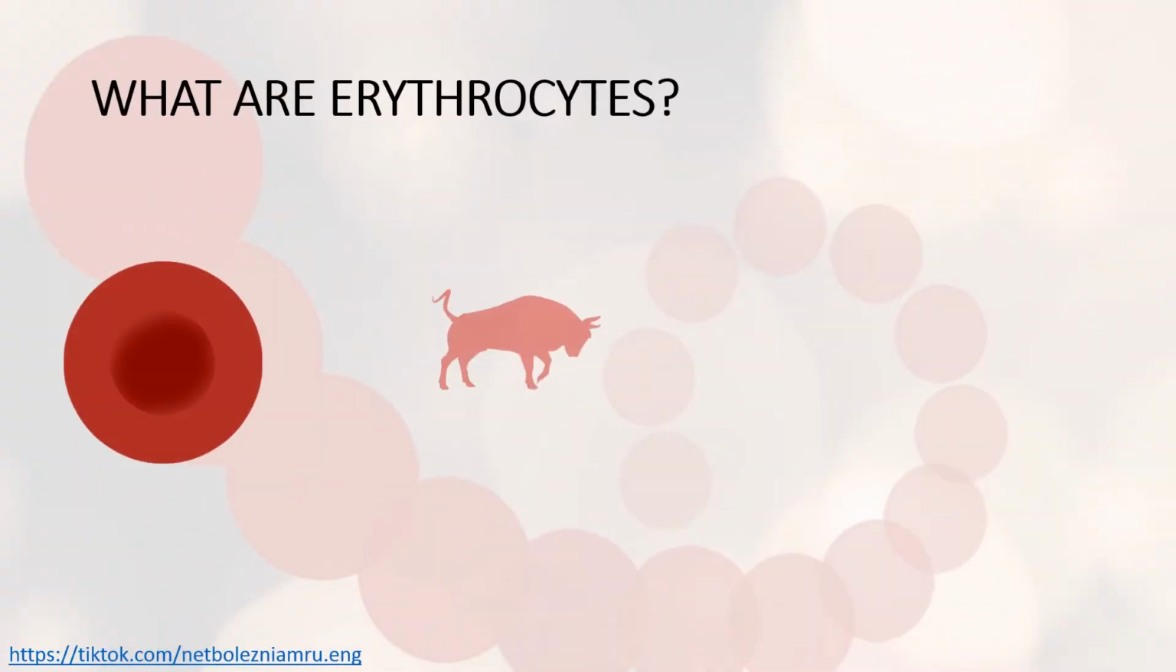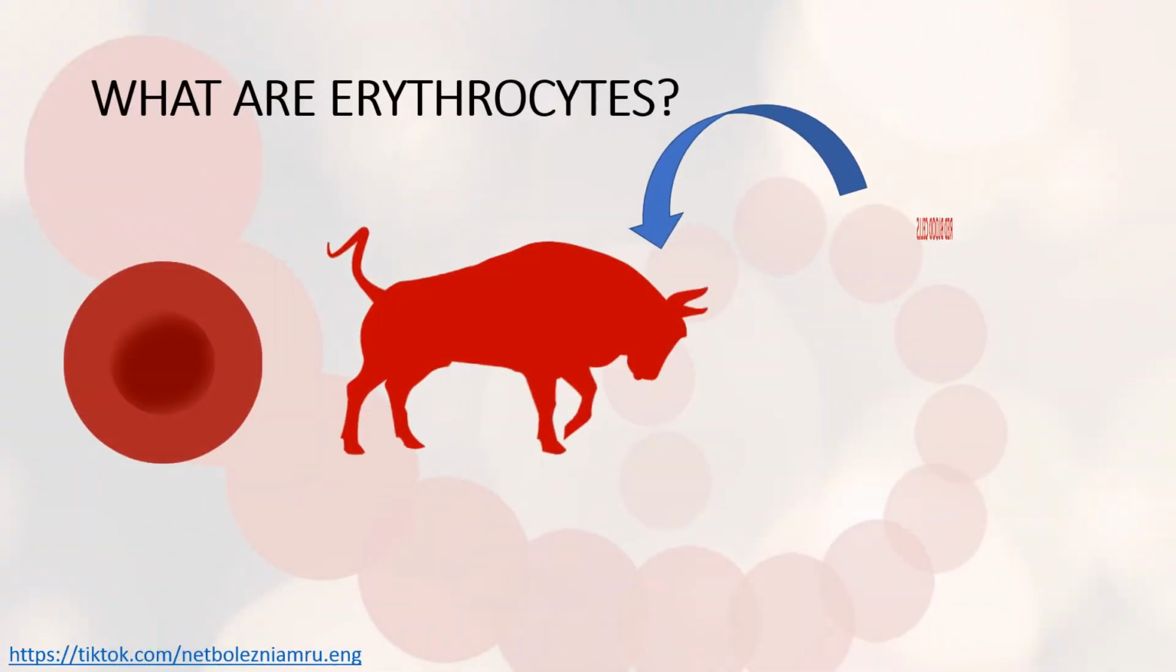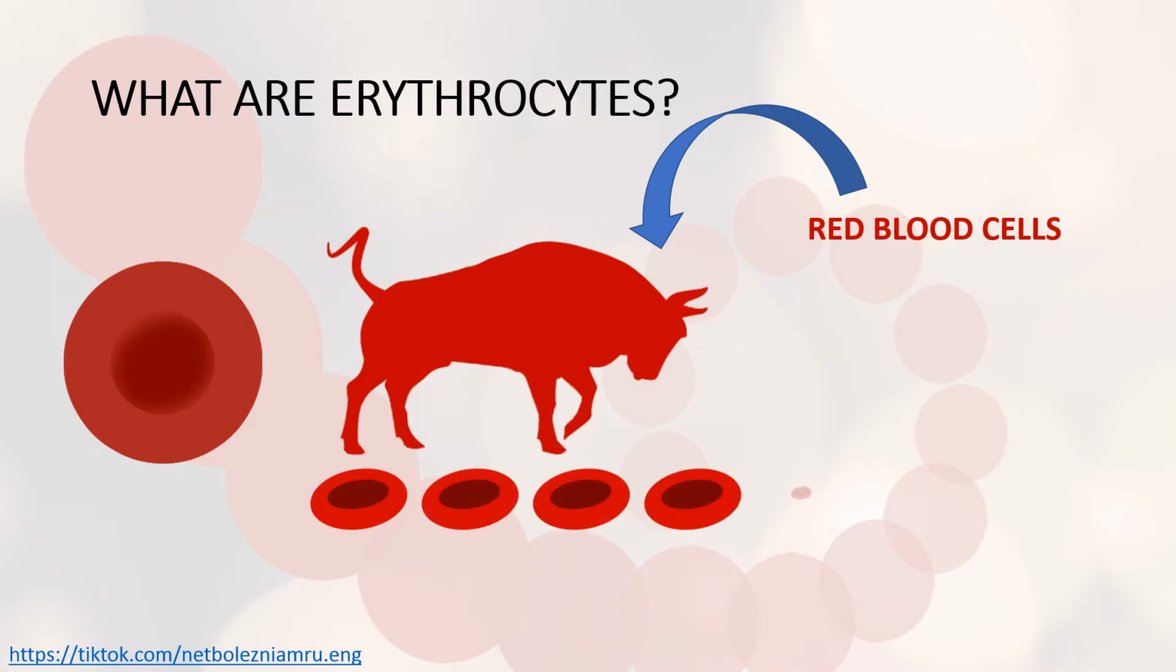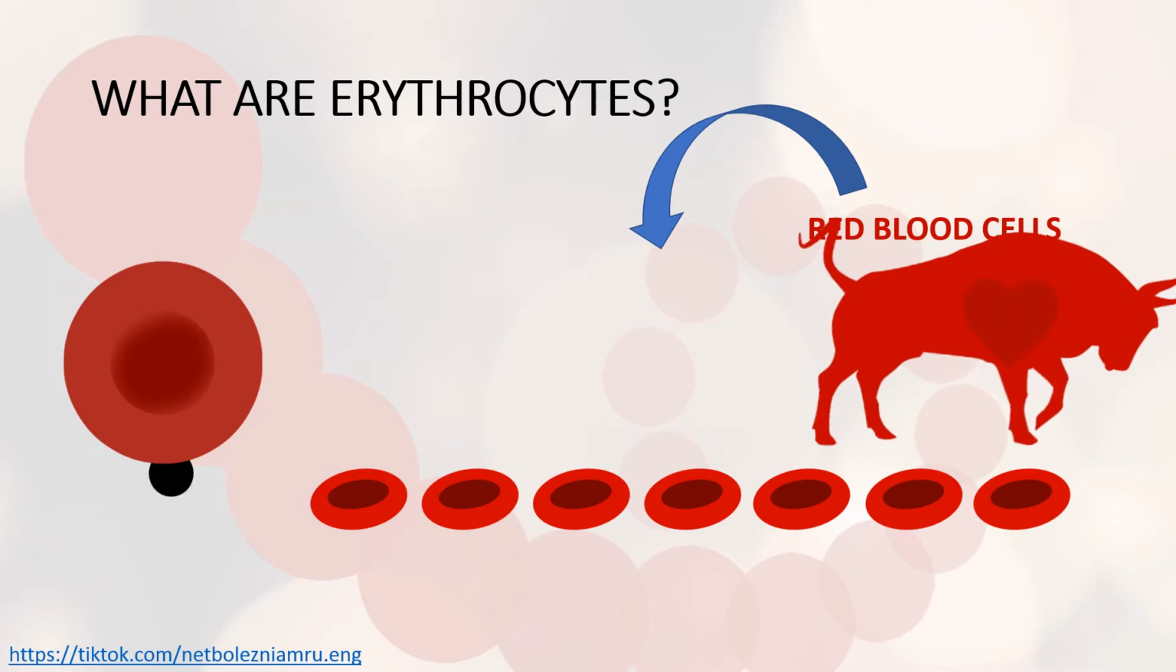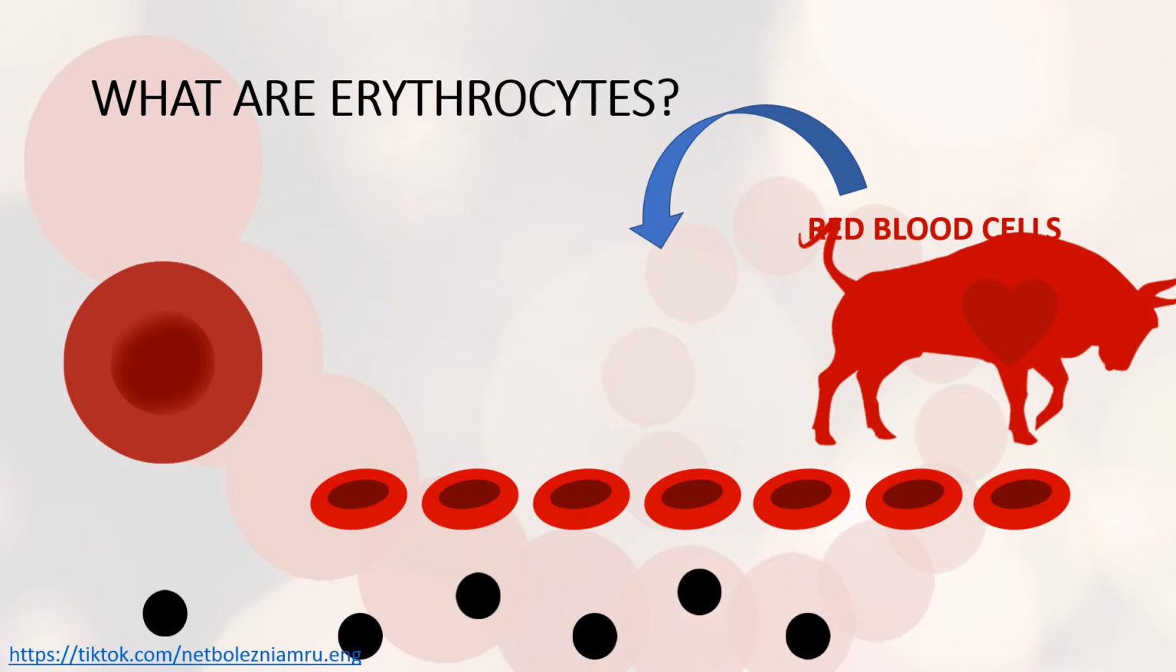What are erythrocytes? Erythrocytes are blood components, also called red blood cells. Their main function is to transport oxygen from the lungs to the cells and carbon dioxide from the cells to the lungs. The main feature of these cells is the fact that erythrocytes have no nucleus, but this does not prevent them from carrying out their function of transporting gases. The color of blood is the color of red blood cells.